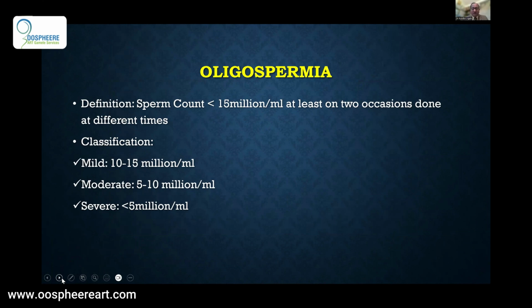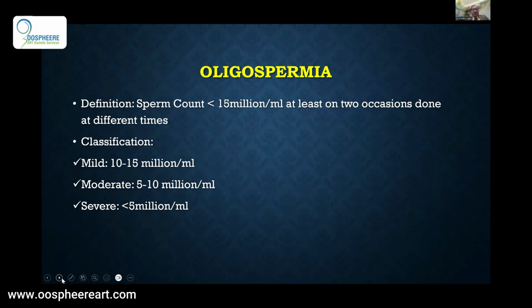Now, when it comes to the definition of oligospermia, it clearly says the sperm count has to be less than 15 million per ml, at least on 2 occasions done at 2 different times. So many times you see one report which says there's a 12 million count. Do not jump onto the diagnosis. Ask them to repeat a second semen sample at a different time. If both semen analyses show count less than 15 million per ml, you can consider this patient oligospermic. For your own satisfaction, you may repeat as many times as you want, but at least 2 reports have to be there.